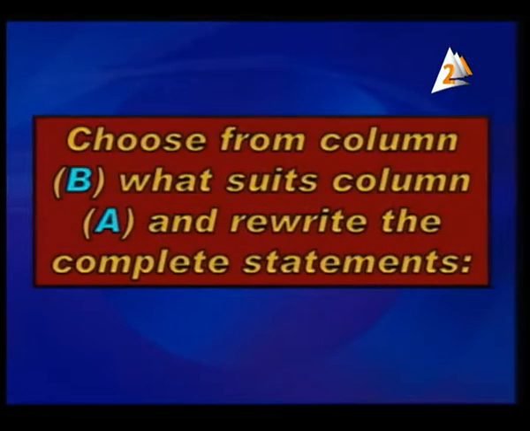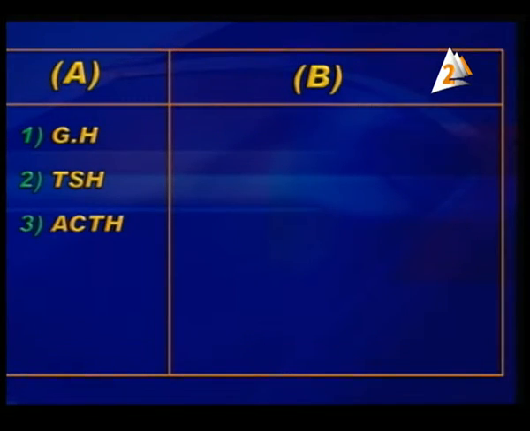Choose from column B what suits column A and rewrite the complete statements. Fifth question: choose from column B what suits column A and rewrite the complete statement. Column A: 1. GH, 2. TSH, 3. ACTH, 4. FSH, 5. LH.